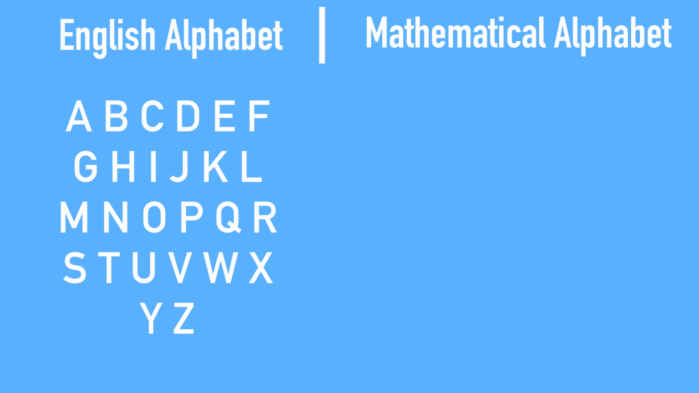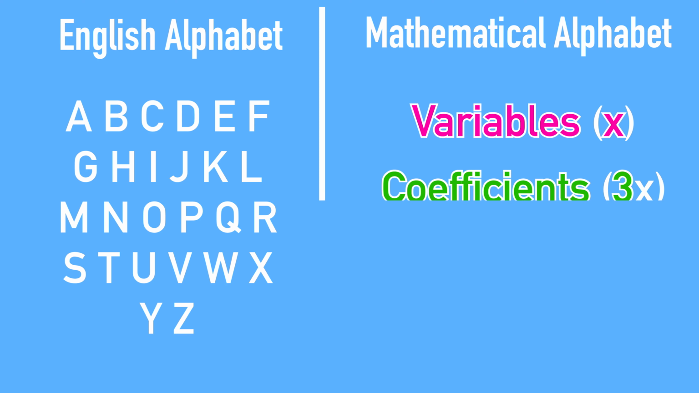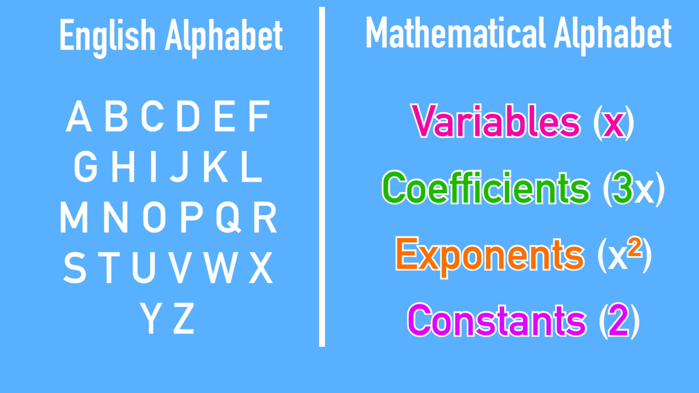In mathematics, just as in any language, we start with our alphabet. Mathematically, this includes variables, letters that represent an unknown quantity, coefficients, numbers that multiply variables, exponents, superscripts that tell us to multiply 1 by the base a certain number of times, and constants, numerical values that stand alone.